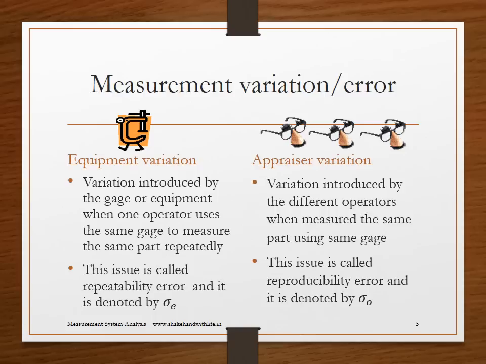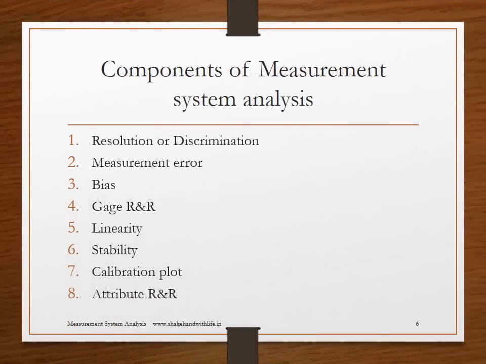The other category is appraiser or operator variation. This kind of variation is introduced by different operators when they measure the same part using the same gauge. This issue is called reproducibility error and it is denoted by sigma O. Components of measurement system analysis: resolution or discrimination, measurement error, bias, Gage R&R, linearity, stability, calibration plot, and attribute R&R.